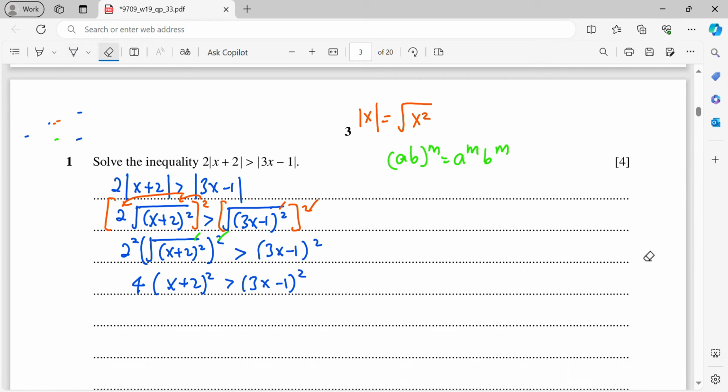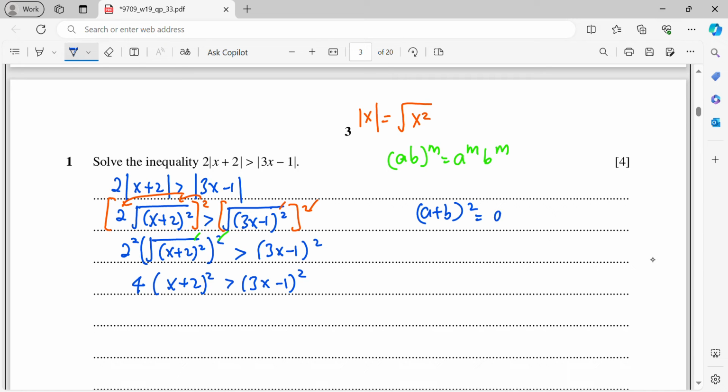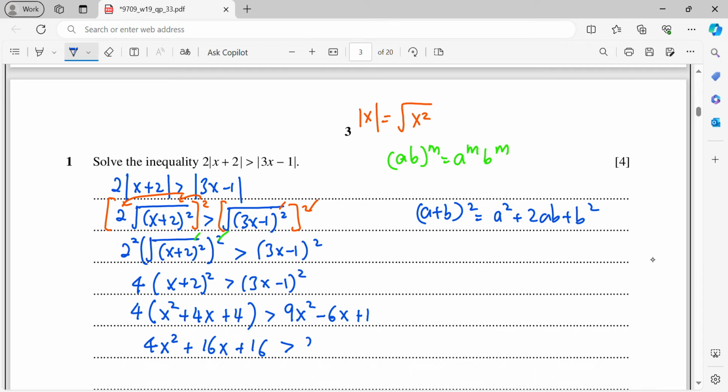Now here I will be expanding both sides with the quadratic expansion formula: a plus b squared equals a squared plus 2ab plus b squared. Then you will be getting 4 times (x squared plus 4x plus 4) is greater than 9x squared minus 6x plus 1. When I do the expansion for the left hand side, you will be getting 4x squared plus 16x plus 16. That is greater than 9x squared minus 6x plus 1.